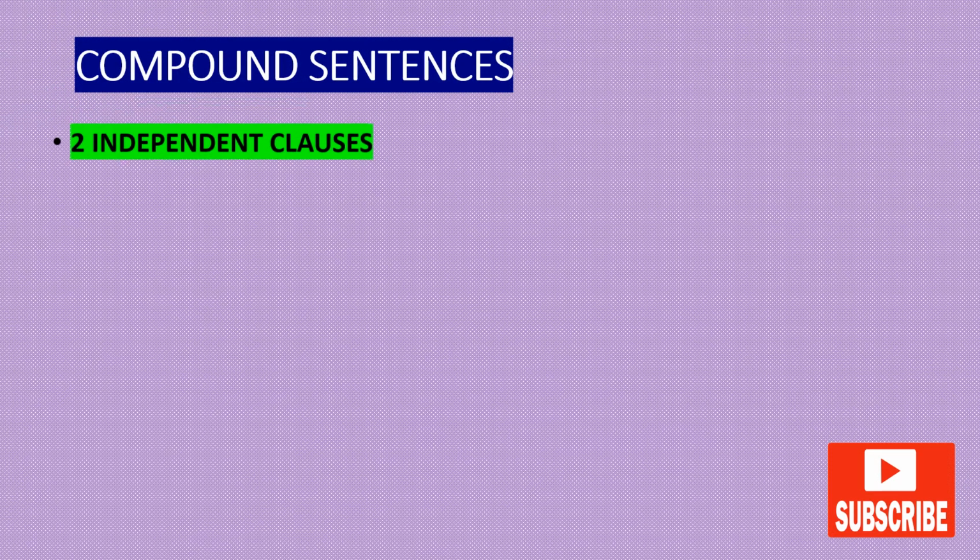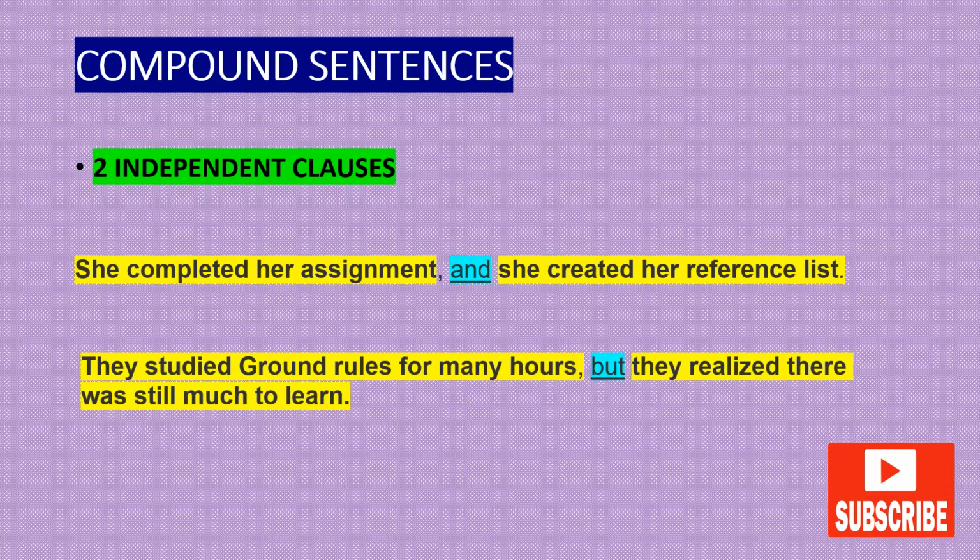The next is the compound sentences. The compound sentence contains at least two independent clauses. These two independent clauses can be combined with a comma and a coordinating conjunction or with a semicolon. The example is, she completed her assignment and she created her reference list. Second is, they studied ground rules for many hours, but they realized there was still much to learn.